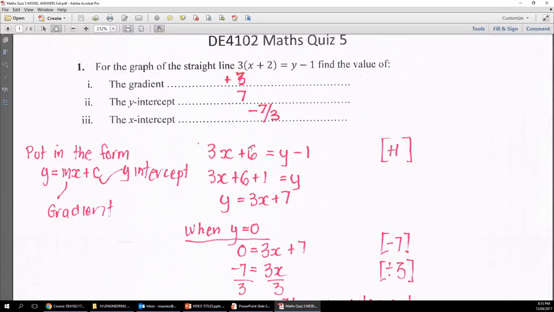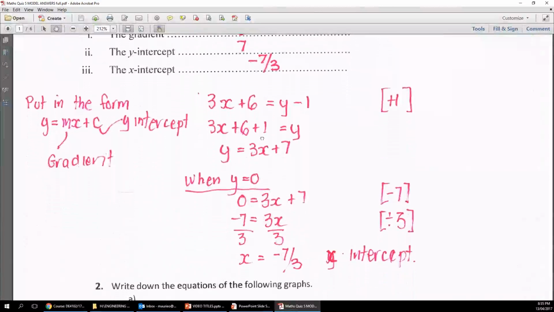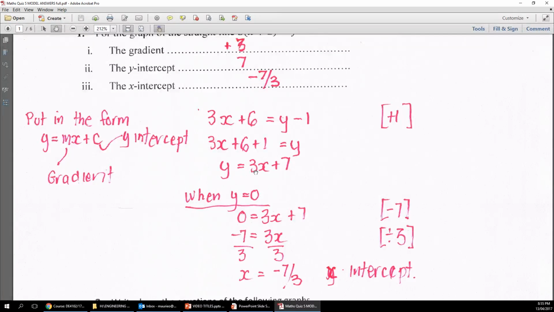So we get 3x plus 6, 3 times x plus 3 times 2 is 6, equals y minus 1. We'll add plus 1 to each side. 3x plus 6 plus 1 equals y. Just swapping the sides for convention, y equals 3x plus 7. So we can see there that in the m position, the gradient is 3. We can see that the y-intercept is 7. And now to find the x-intercept.